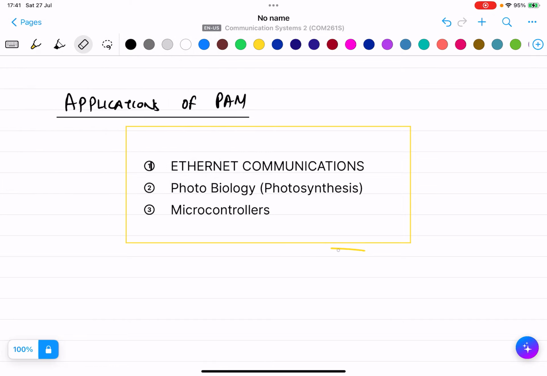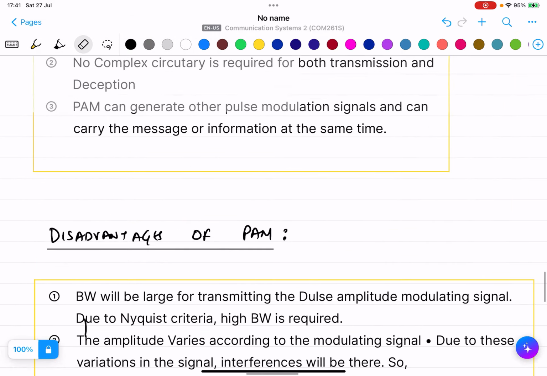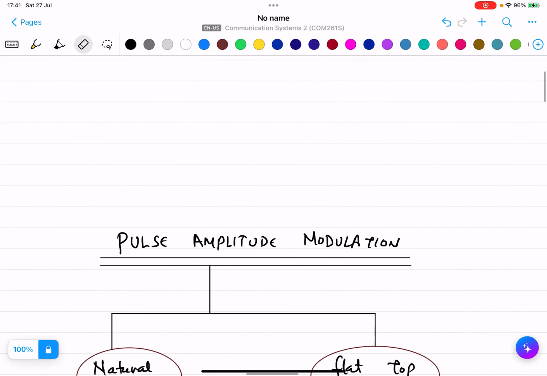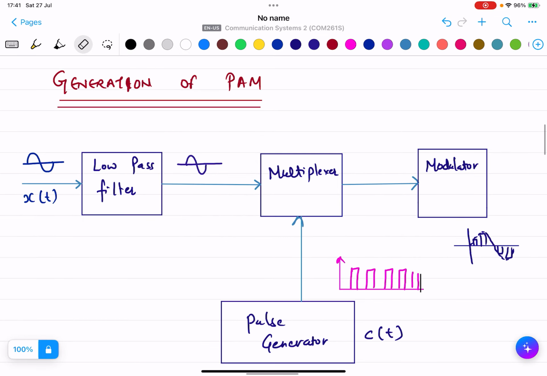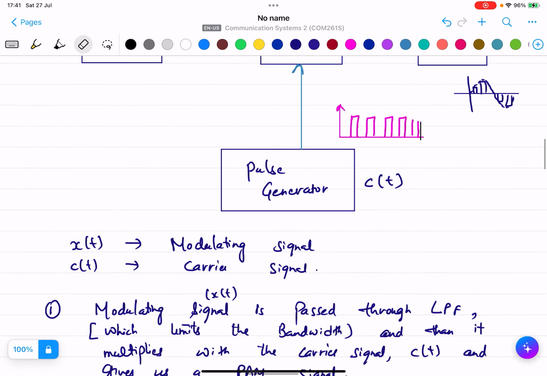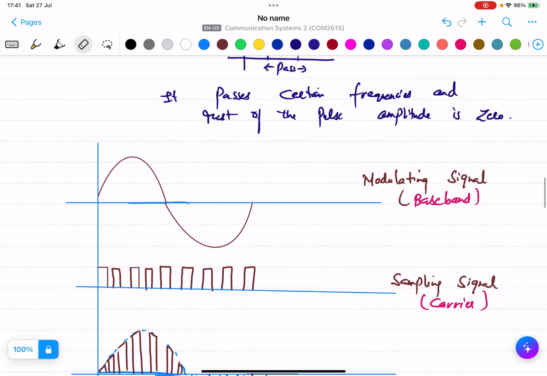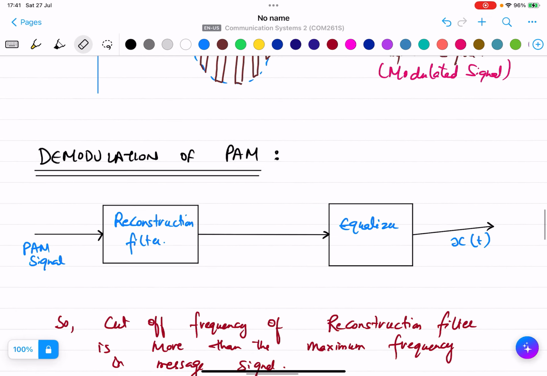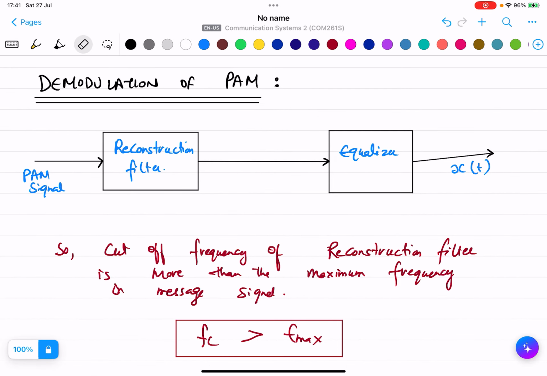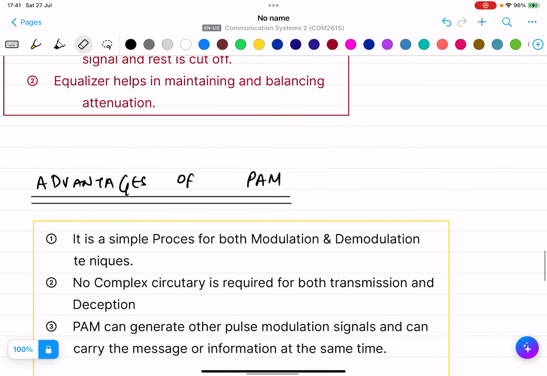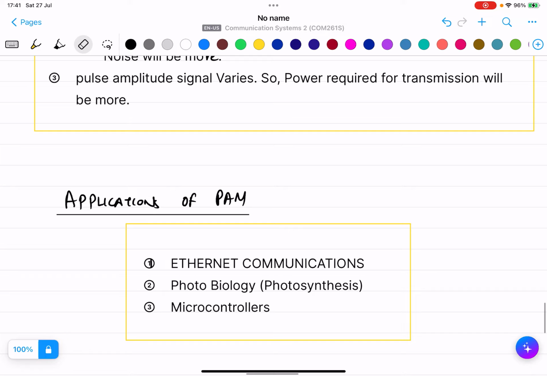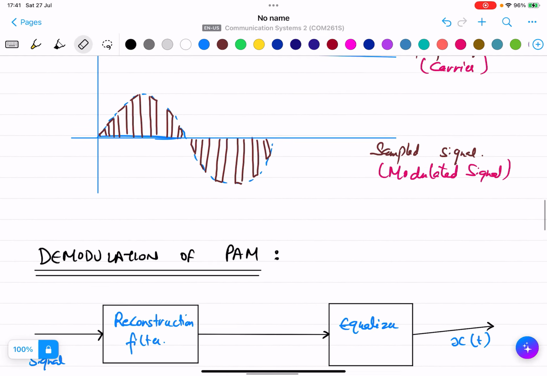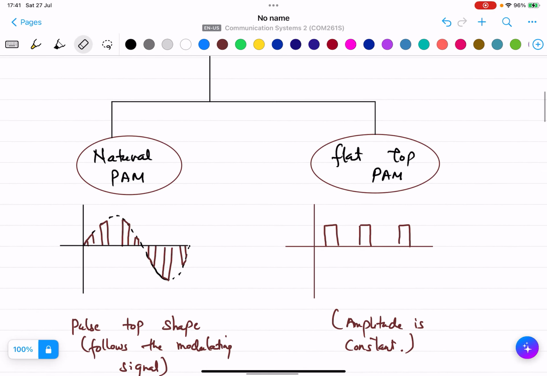So in exams, what you need to remember is, now I will explain you again. You need to know the generation of PAM, the block diagram of it. Remember, only 4 components: low pass, multiplexer, modulator, and pulse generator. Next, you need to know the waveforms. And next, demodulation of PAM, the block diagram. Okay, and advantages of PAM, at least 2 advantages, 2 disadvantages, and applications, at least 2. Okay, so this question can come in 10 marks and you need to do each and everything mentioned in this video. Okay.